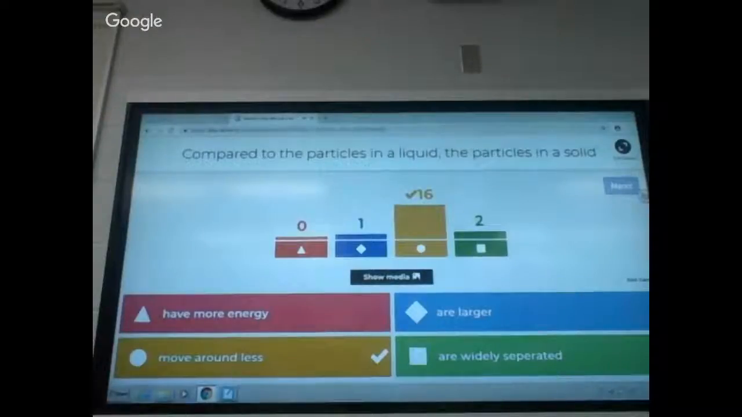All right. The particles in a solid do what? They move less. Particles in a liquid move more.